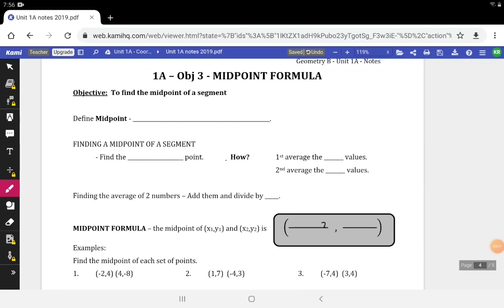We're back for your Unit 1A Objective 3 notes on midpoint formula. Our goal is to find the midpoint of a segment. And remember that finding the midpoint of a segment is just finding the middle point, because the midpoint is literally the middle point. It cuts the segment in half.